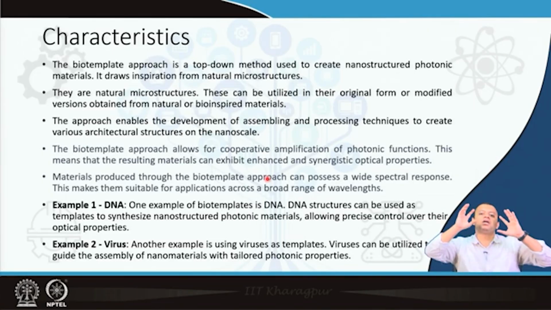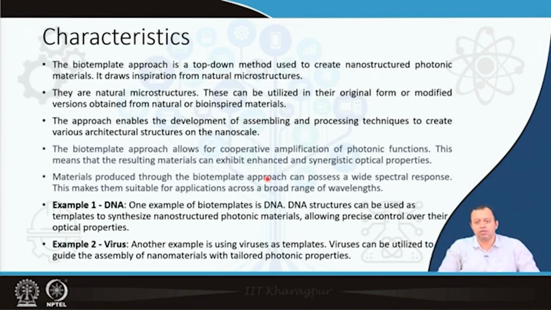So, imagine the coronavirus particle that you have seen all over, a negative structure of it. So, two very important biological materials that we can utilize as a biotemplate. Number one is DNA. One example of biotemplate is DNA. DNA structures can be used as templates to synthesize nanostructured photonic materials, allowing precise control over their optical properties. And the second being virus, as I was saying. Virus can be utilized to guide the assembly of nanoparticles with tailored photonic properties.